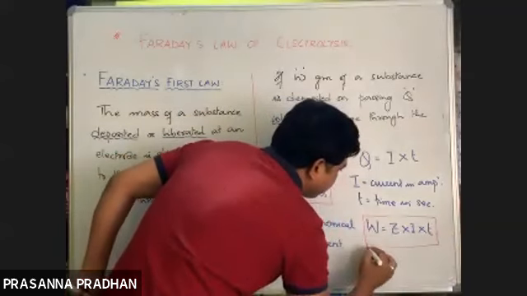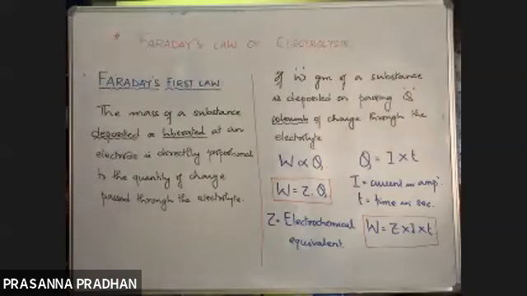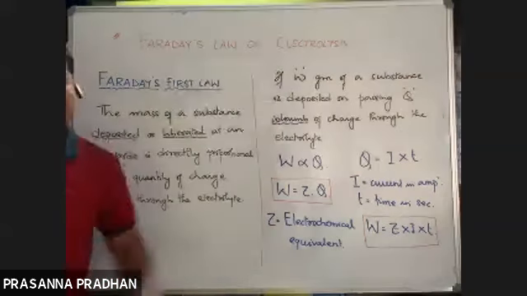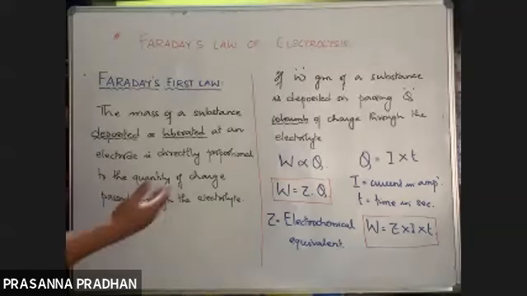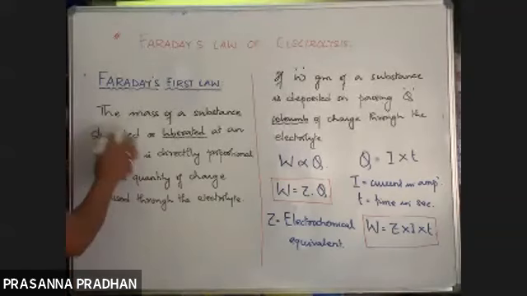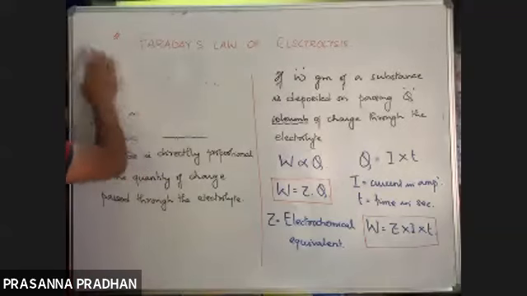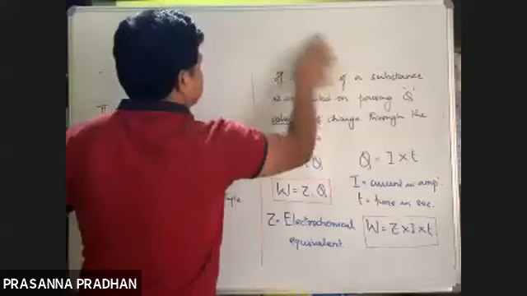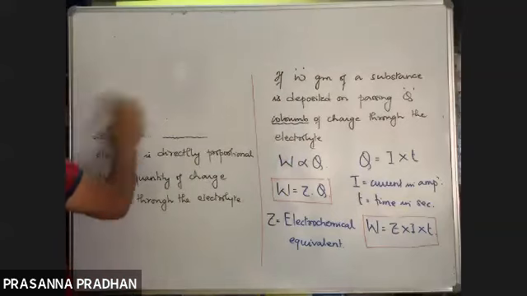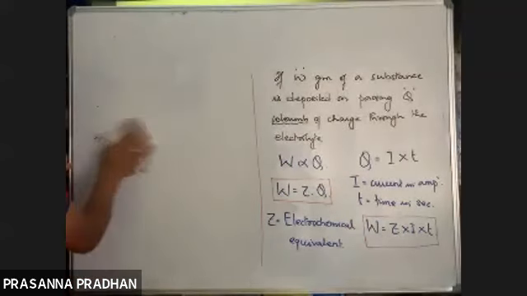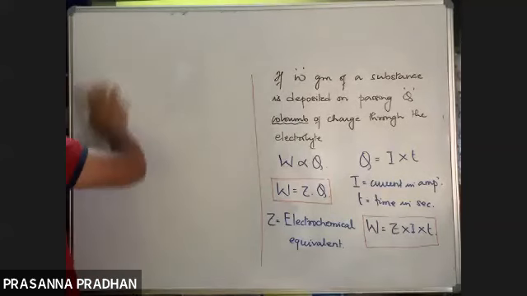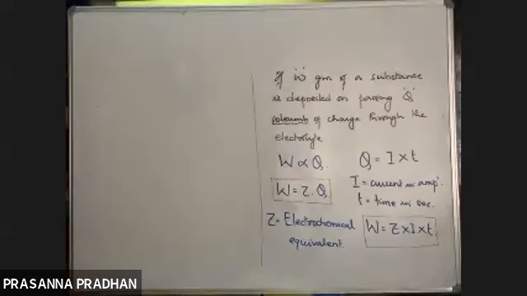So there are two mathematical relationships which we can derive from Faraday's first law of electrolysis, namely W equals to Z into Q, and on substituting the value of Q by current and time, W equals to Z into I into T. Okay, so I think it's fine till here. Now, the most famous question which comes from this particular topic is, of course, the definition of your electrochemical equivalent.